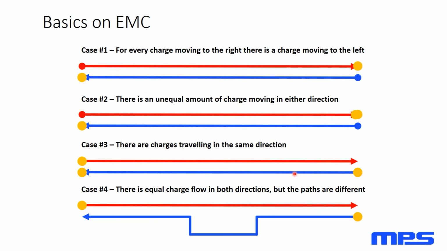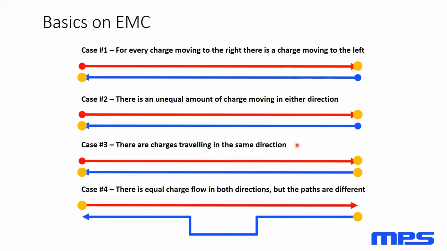Case 2, we have different amounts of charge moving in either direction. So this is going to be differential, and we're going to end up with some amount of emissions depending on how much charge at what frequency. Case 3, so they're traveling in the same direction. So this is common mode, and this is also going to show up in our radiated emissions and cause potential problems. And this is basically things leaving the board and having to come back and find the best path back to the return.